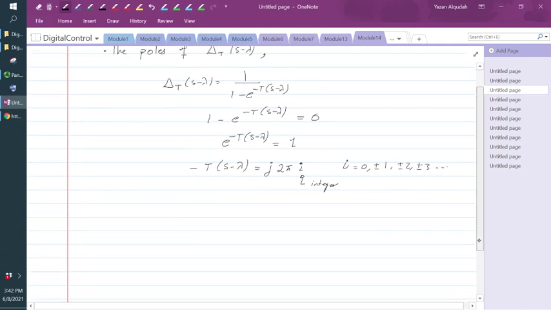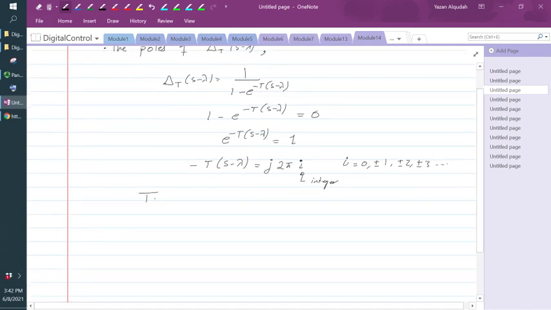So therefore the value of lambda I is when negative T multiplied by s minus lambda I is equal to j multiplied by 2 pi multiplied by I. Okay, so therefore lambda I is going to equal s plus j multiplied by 2 pi divided by T multiplied by I.